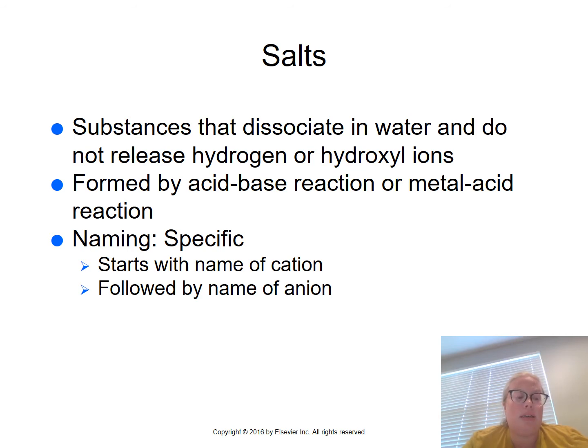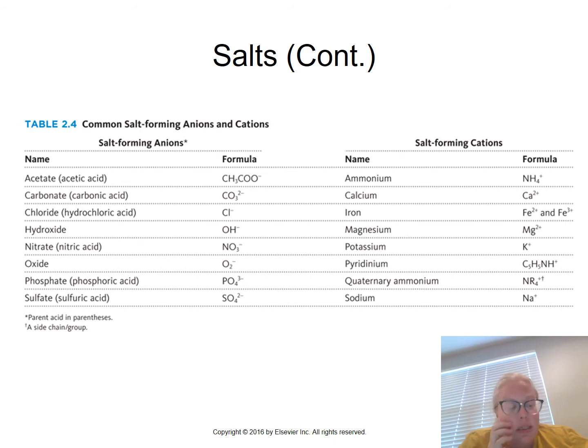Salty is sodium chloride, sweet is lead diacetate, sour is potassium bitartrate, bitter is magnesium sulfate, and umami is monosodium glutamate. So we talk about the specific naming of salts. It starts with the name of the cation, and it's followed by the name of the anion. If we take a look here, we can see common salt-forming anions and cations that are shown here. So you see the anions on the left, and then you see the cations on the right.